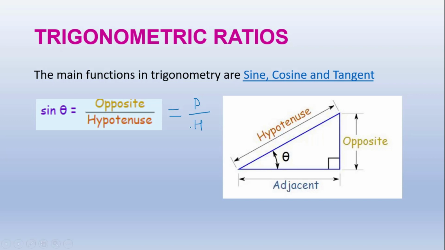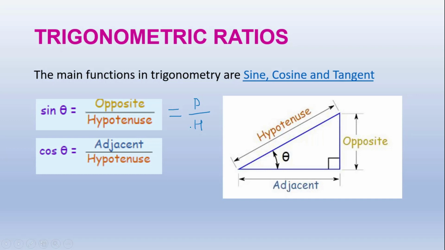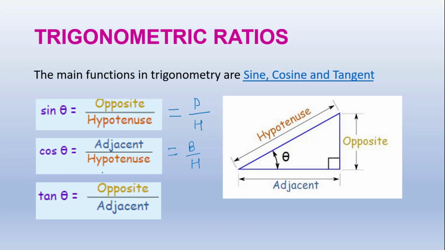The next one is the cosine function, which in short is taken as cos only. The cos theta is given by the adjacent side divided by the hypotenuse, or you can also say the adjacent side is the base, so base divided by hypotenuse. Now the next one is tan. The tangent in short can be written as tan. So tan theta is equal to the opposite side divided by the adjacent side, or you can also write it as p by b.